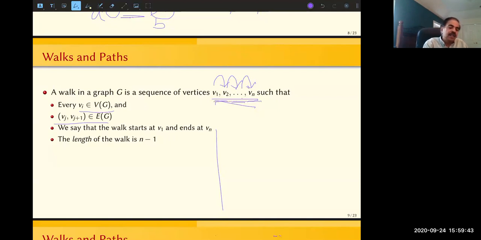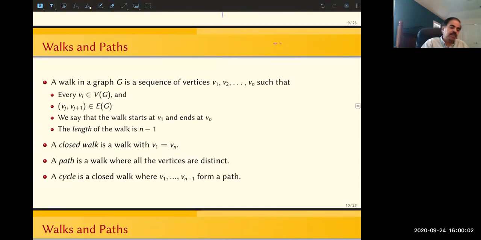And the length of a walk is simply the number of edges that you have traversed. Intuitively, we think of walking on the edges, and how many edges you walked on is the length of the walk. Then we have the notion of a closed walk, which says that you start and end in the same place. So a closed walk is a walk with V1 equals Vn.